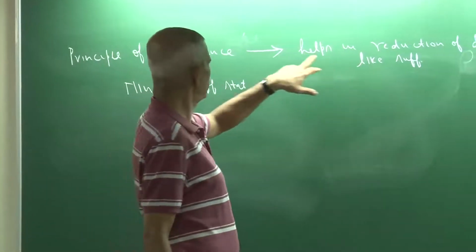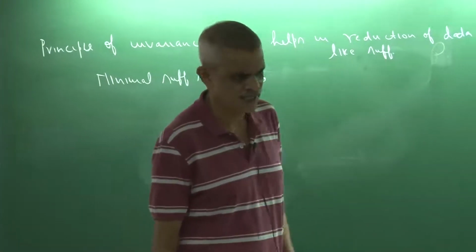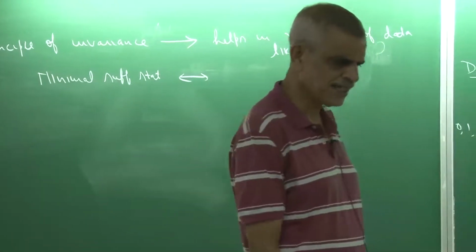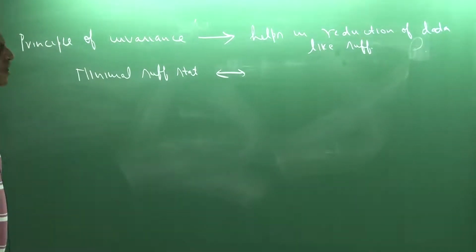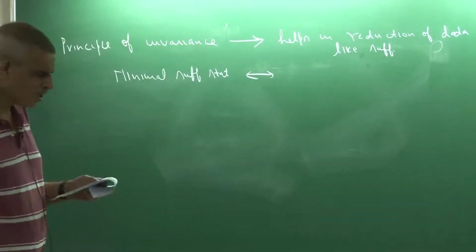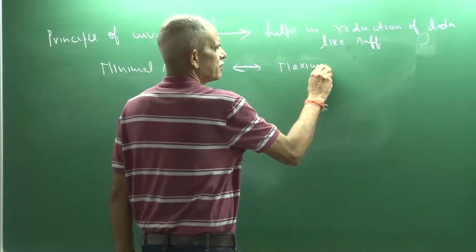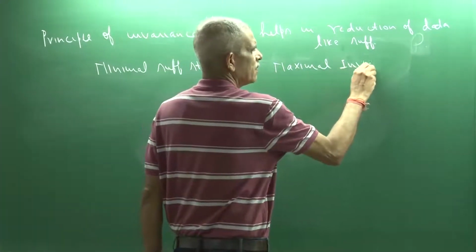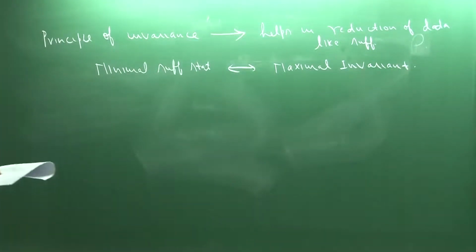The principle of invariance reduces the data. So there could be more than one statistic which has this property that they are invariant. Then the question is which one to use. So here I can talk about the concept of maximal invariant statistics. What does that mean? I'll define it in the following.